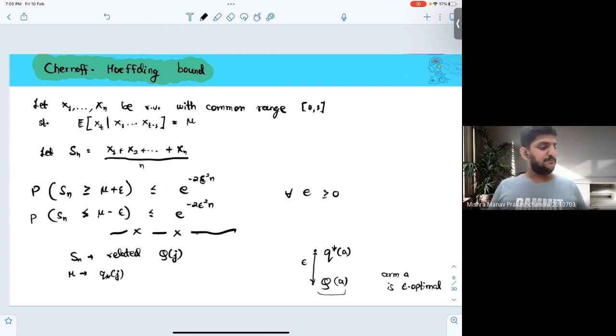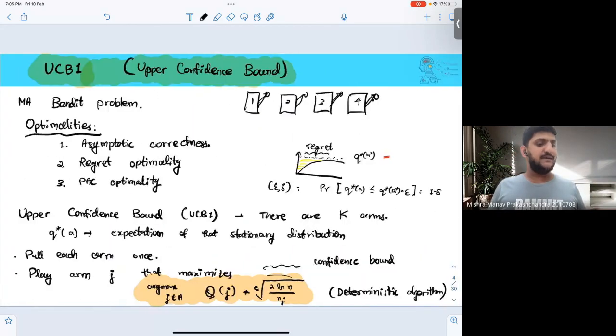PAC stands for probably approximately correct. So it is this equation: the probability that my Q star of A is less than or equal to Q star A star minus epsilon. Again, the same thing. If I bring the epsilon to this side, I have Q star of A plus epsilon should be greater than Q star A star. That means the difference between them is epsilon.